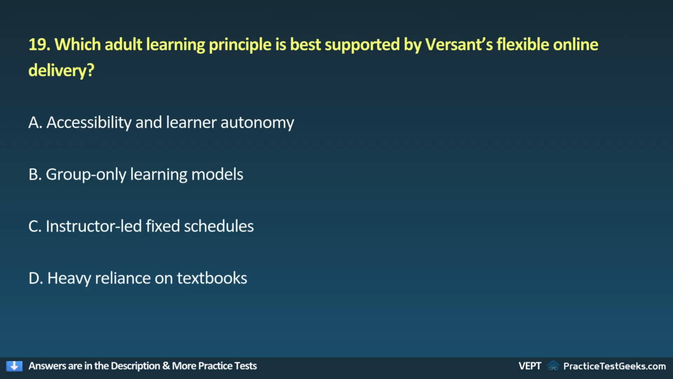19. Which adult learning principle is best supported by Versant's flexible online delivery? A. Accessibility and learner autonomy. B. Group-only learning models. C. Instructor-led fixed schedules. D. Heavy reliance on textbooks.